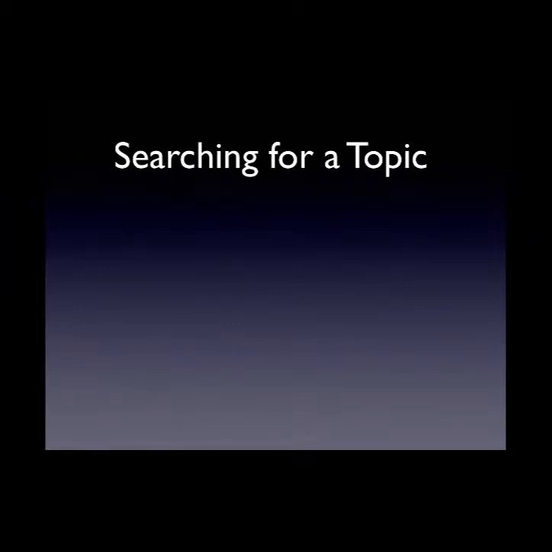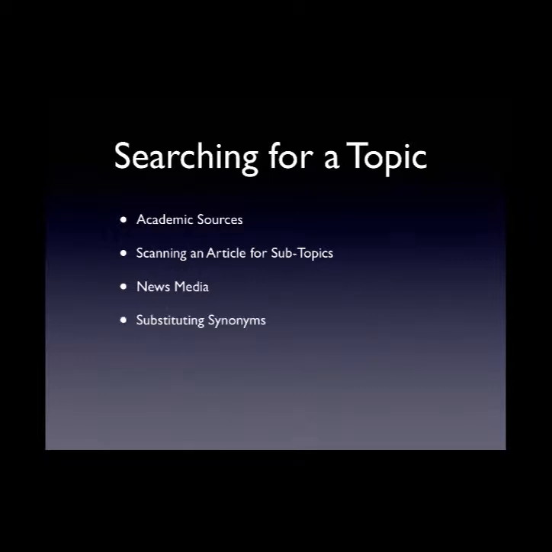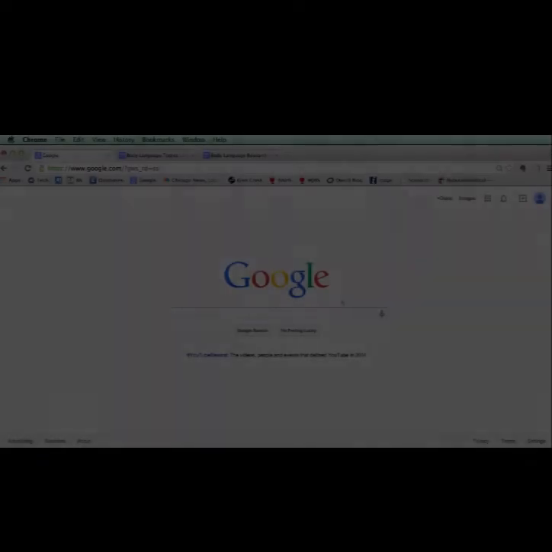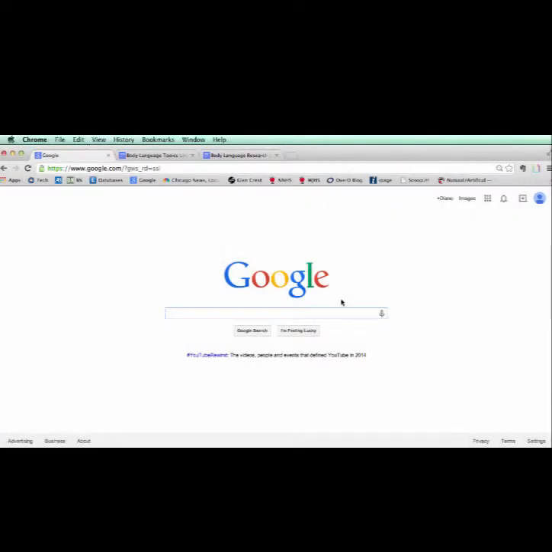In this video, I'll be discussing searching for a topic, using academic sources, scanning an article for subtopics, searching for news media, substituting synonyms in your search, applying prior knowledge, and combining subjects for a completely new topic. On the path to writing a good research question, begin by exploring, searching, and reading about your topic and related subtopics. The best way for me to explain this process is to demonstrate it with examples.